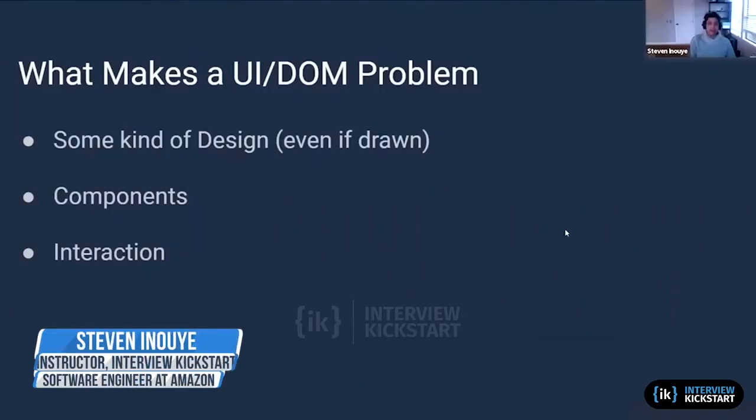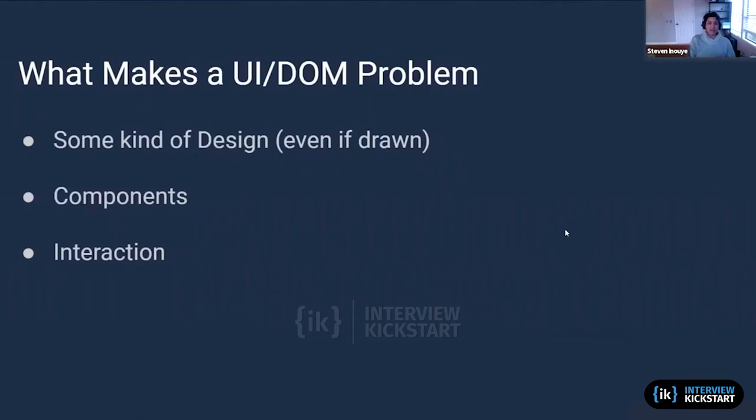The first part of this lecture is going to be problem identification. And that basically entails what makes a UI DOM problem. Almost always there's going to be some kind of design, even if it's just drawn. And there's going to be a component or components. And generally there's going to be some interaction between these components, the UI and the DOM.